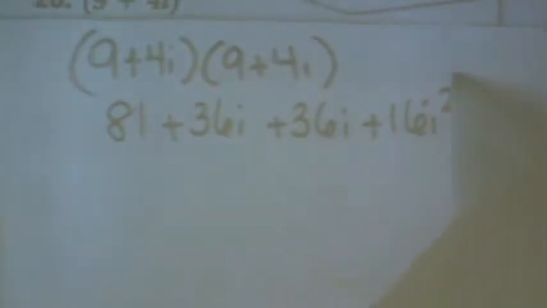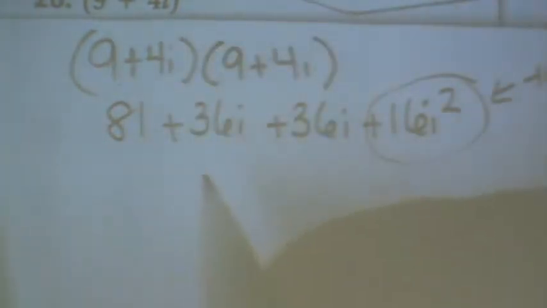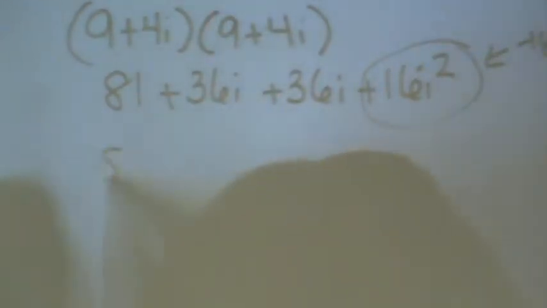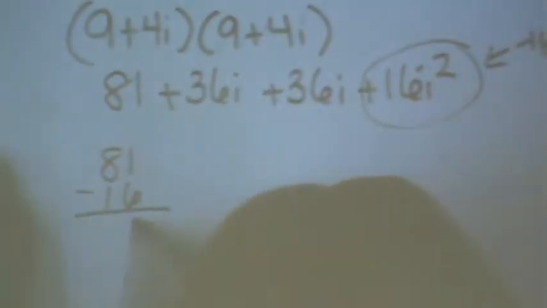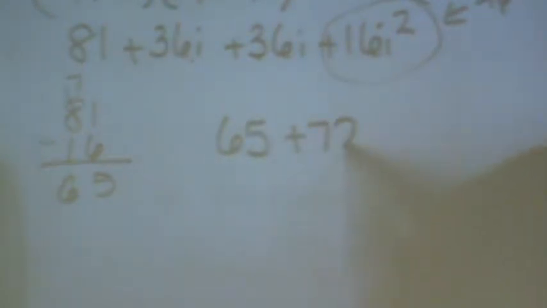Well, 16i squared is equal to negative 16. So what is 81 minus 16? That would be 65. So these two give you 65. And 36 and 36 is 72i. This is in the a plus bi format that we want.